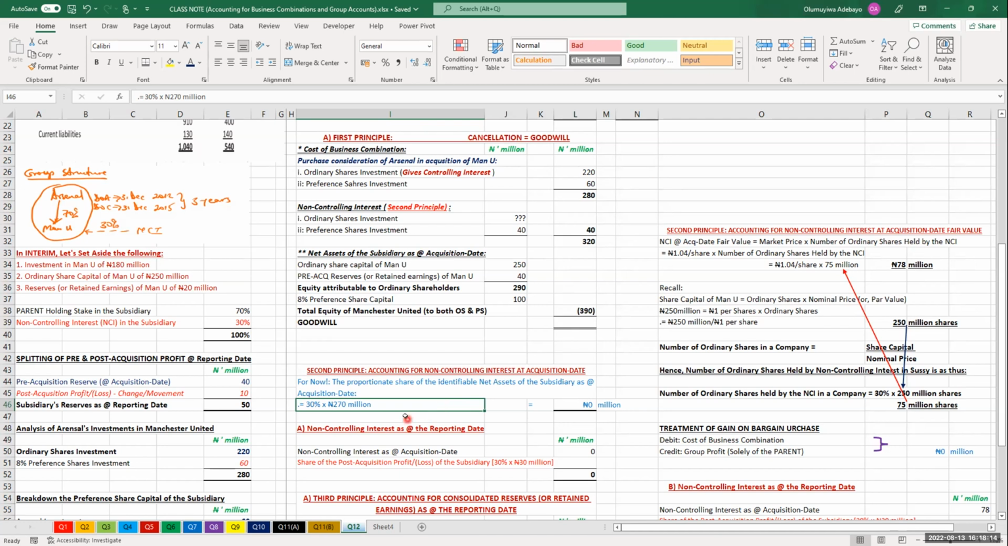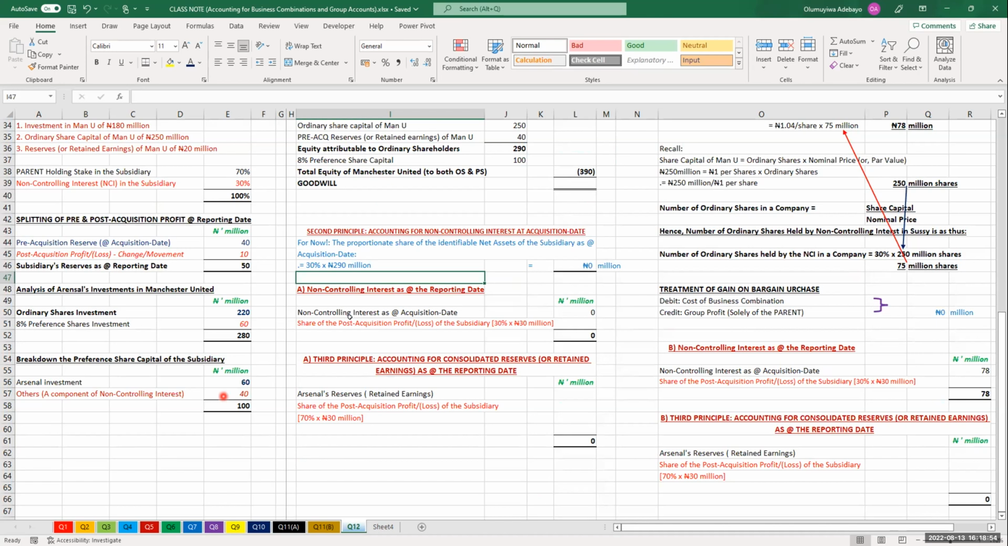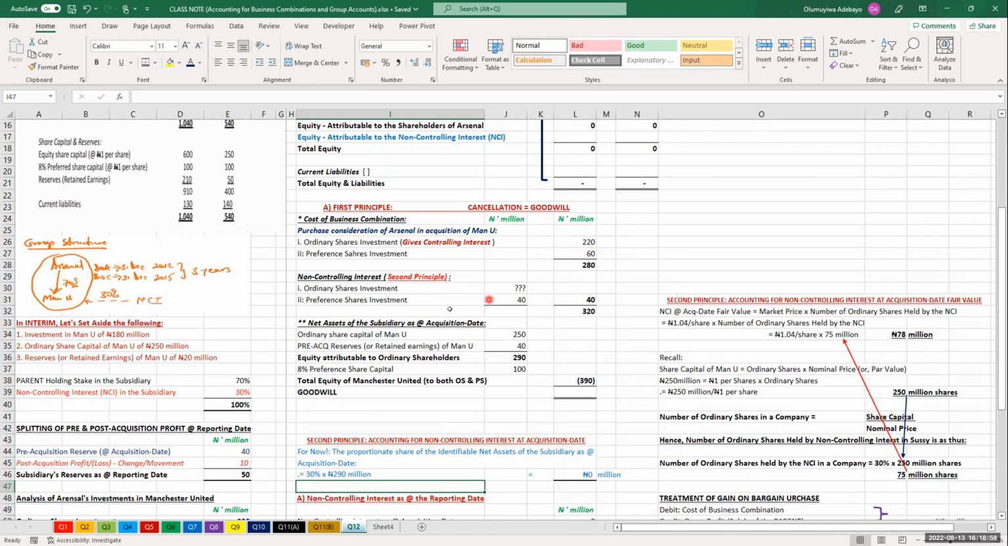I want somebody to answer 30% of what is going to be our NCI from the perspective of ordinary shares. 290. Of how much? 290. Why not 390? Because 390 contains the element of preference shares, and we already know the element of preference shares, so the non-controlling interest. Exactly. It's not going to be 390, okay? Because the 100 aspect has been delineated here, and we have separated them here into 60 and into 40. Therefore, we'll now say this is simply 290.